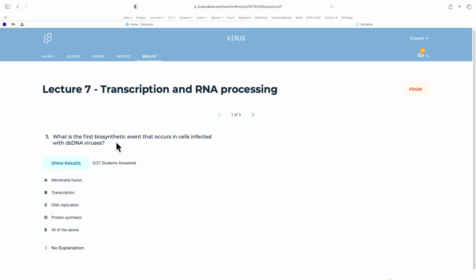What is the first biosynthetic event that occurs in cells infected with double-stranded DNA viruses? Membrane fusion, transcription, DNA replication, protein synthesis, all of the above. Now, be careful. I was very fussy about this definition, right? For a reason. Because I want you to understand what I mean by a biosynthetic event.